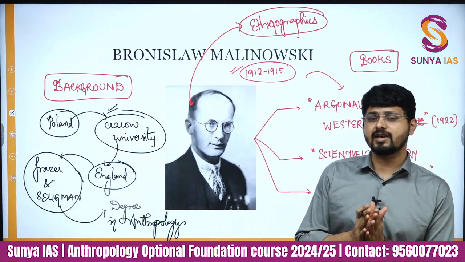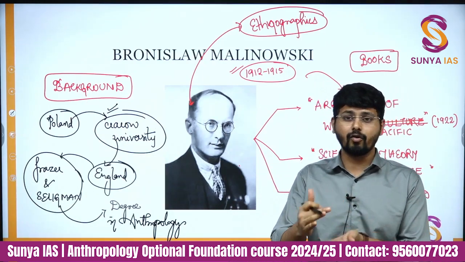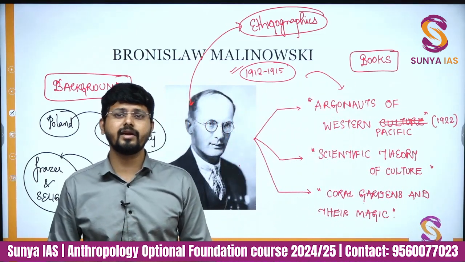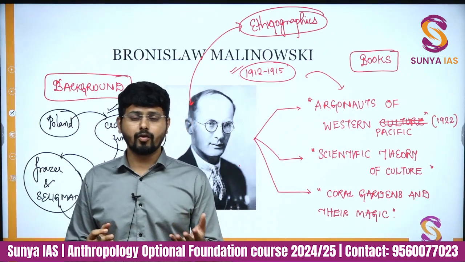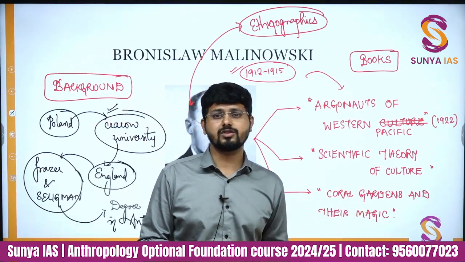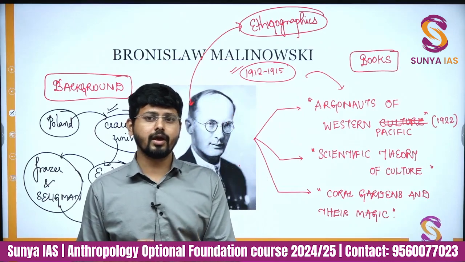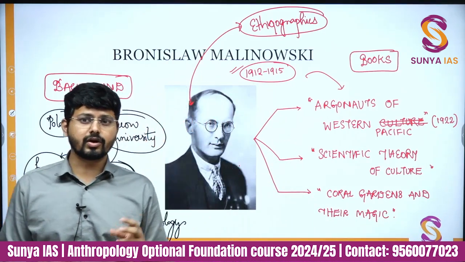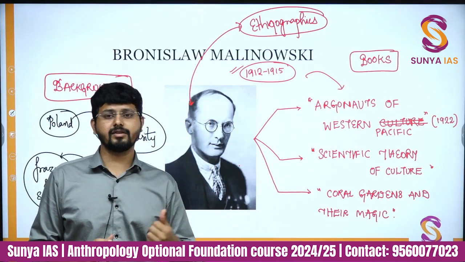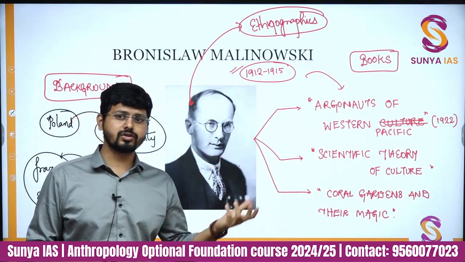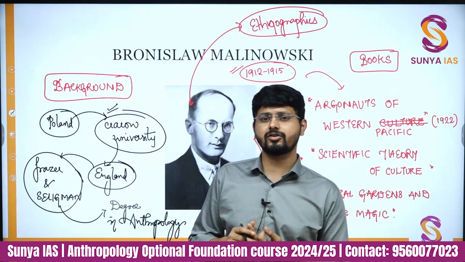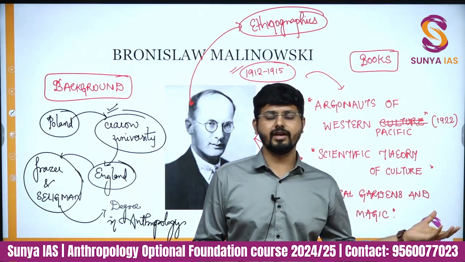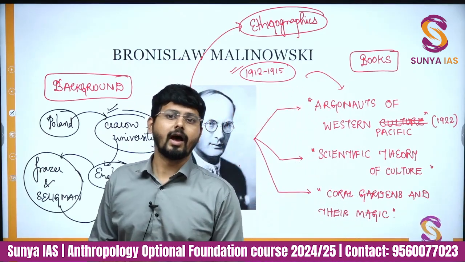But what you need to basically understand is what his view is and how it is different from Radcliffe-Brown. His view is that culture is existing to meet the needs of an individual. Now, as an anthropologist, you need to analyze the institution: how is it satisfying the needs? You have to analyze what kind of needs people have and how they are being satisfied. Whatever institutions are there, economic, political, religious, how are they present and how are they satisfying the needs? That you need to observe as an anthropologist.